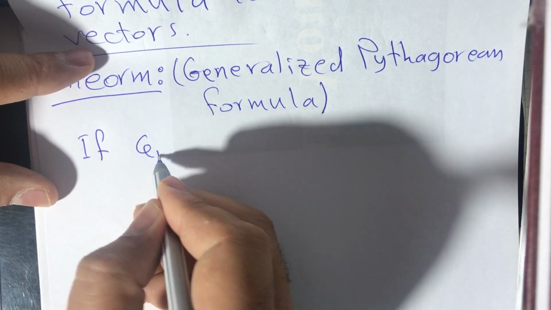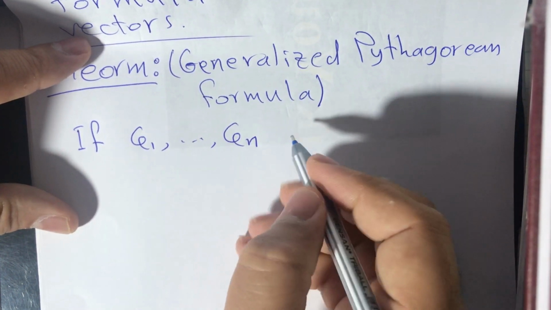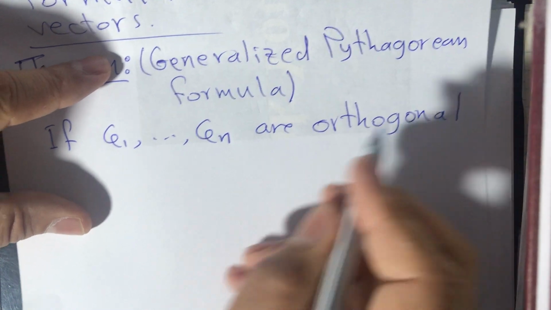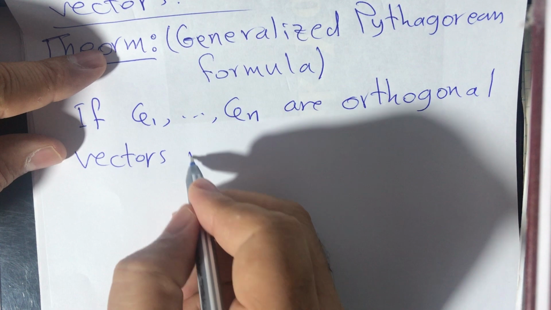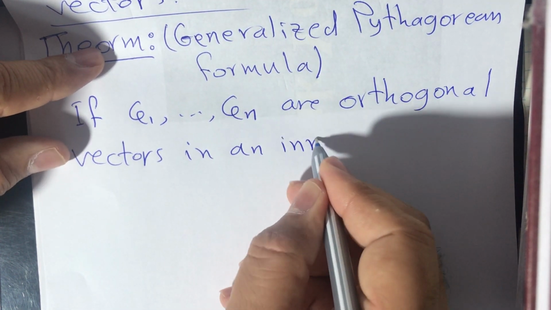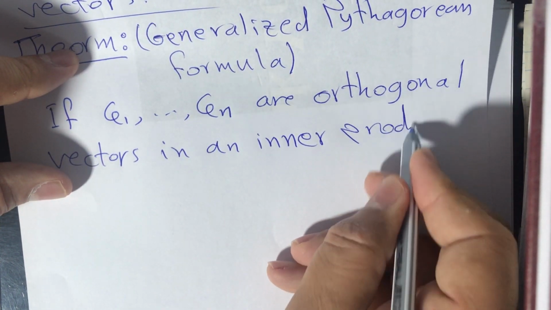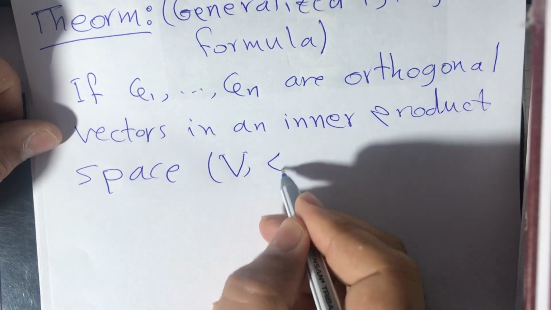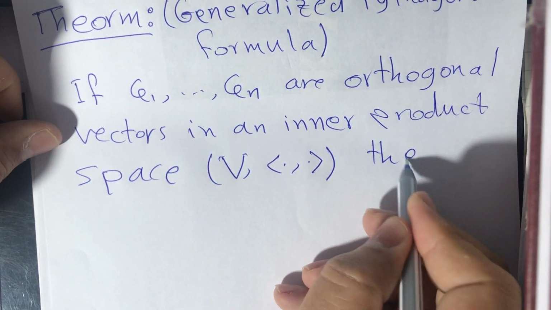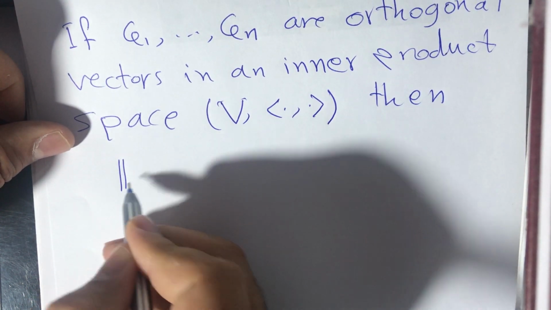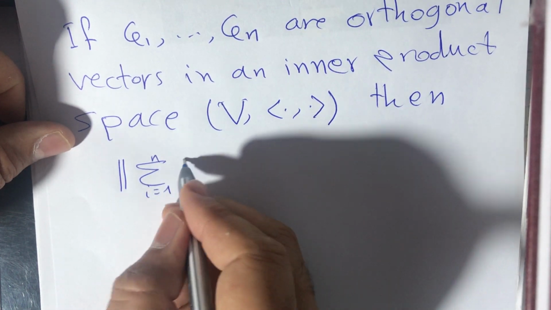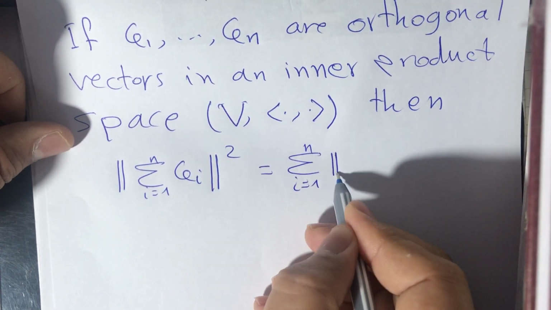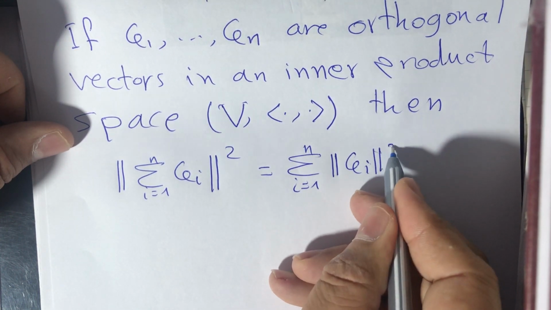If φ1 until φn are orthogonal vectors in an inner product space V, then the norm of the summation i from 1 to n of φi, squared, is equal to the summation i from 1 to n of the norm of φi squared.